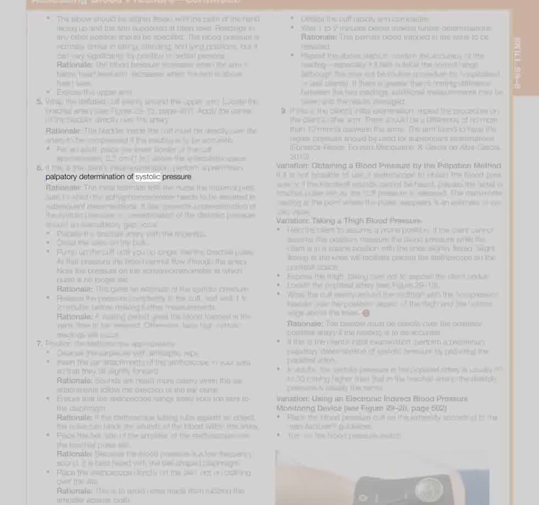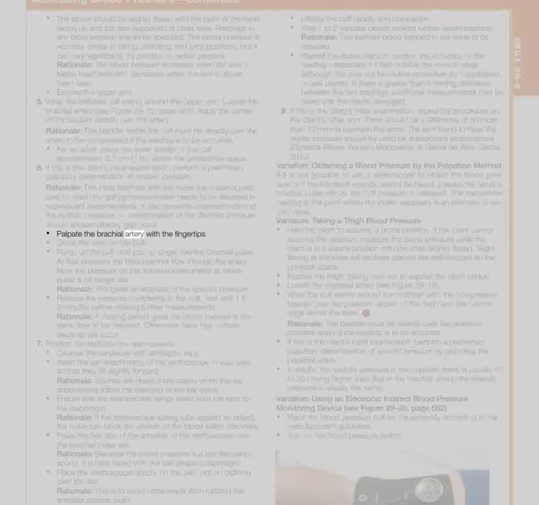6. If this is the client's initial examination, perform a preliminary palpatory determination of systolic pressure. Rationale: the initial estimate tells the nurse the maximal pressure to which the sphygmomanometer needs to be elevated in subsequent determinations. It also prevents underestimation of the systolic pressure or overestimation of the diastolic pressure, should an auscultatory gap occur.